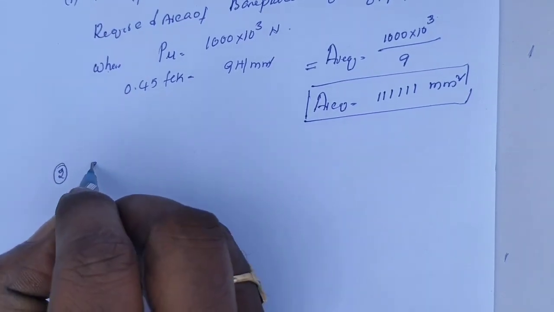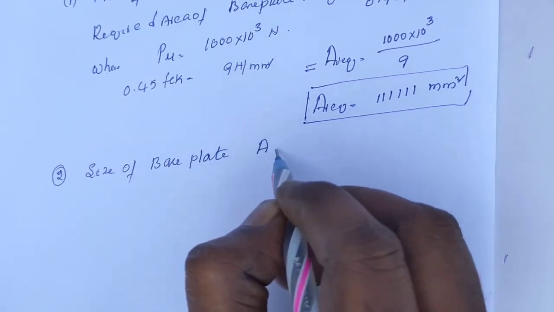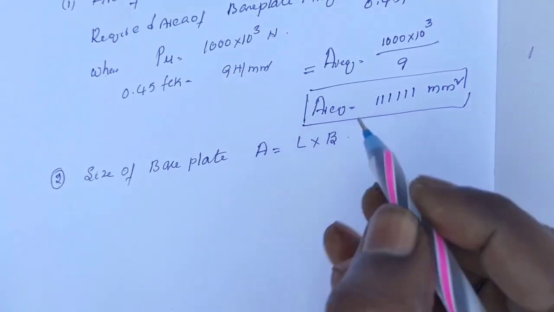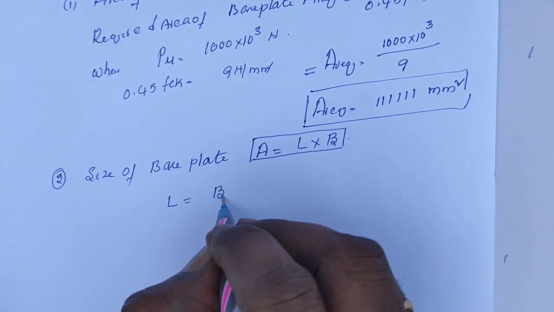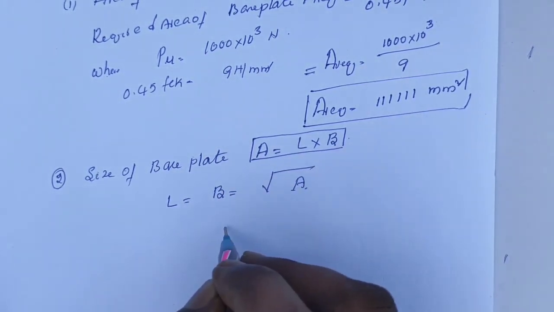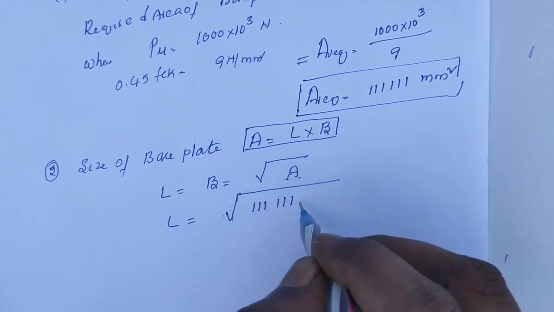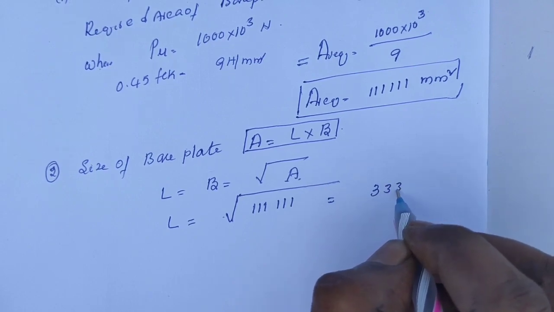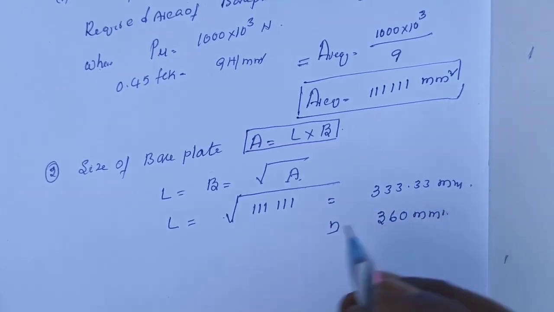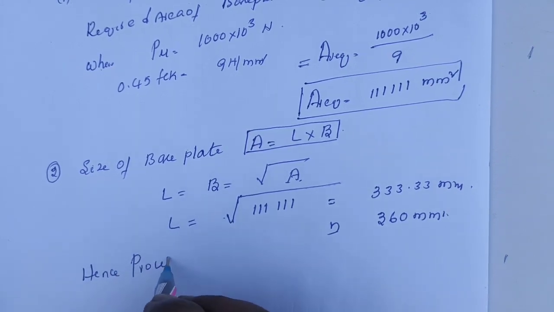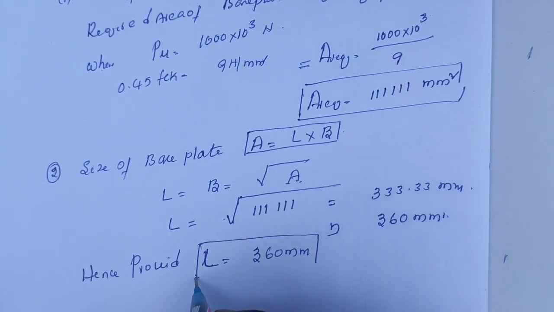Two: size of base plate. A is equal to L multiplied by B. Therefore, L is equal to B is equal to root of A. L is equal to root of 111111, which is 333.33 mm. Hence provide L is equal to 360 mm.